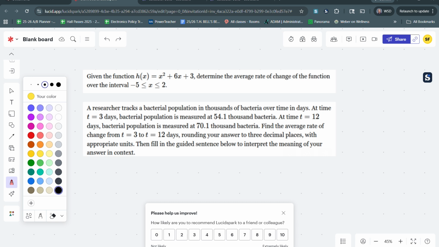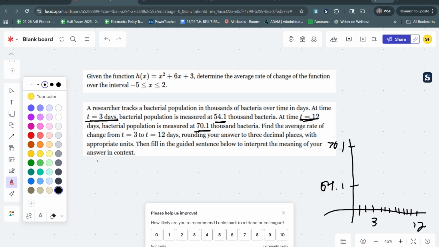The next example, I'm not even going to draw a full graph. I'll draw a little bit of it, but we're given some information here that the bacterial population is changing over time. So it starts at 3 days in, gives us a total of bacteria, and then ends at 12 days in and gives us another total which is higher. So if we were to draw a rough graph of this, we start at 1, 2, 3 days in. The bacterial population at that point was 54.1 thousand. We go all the way to 12 days, and the bacterial population increased to 70.1 thousand.